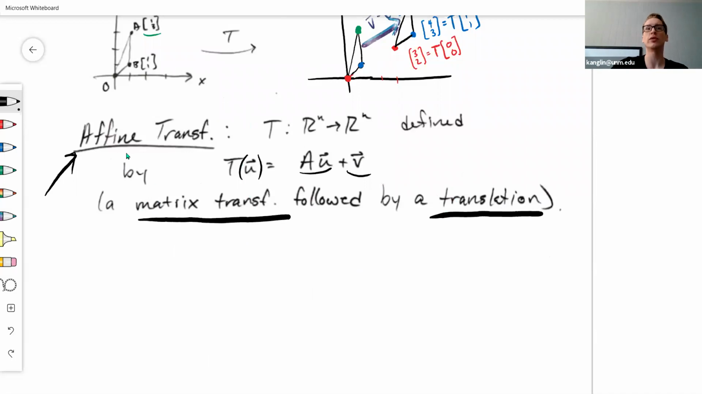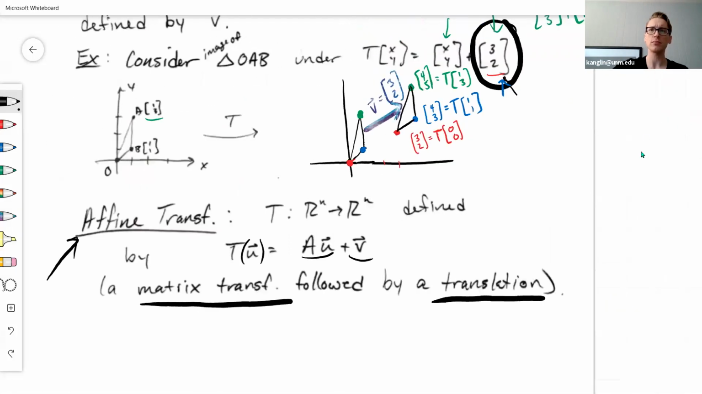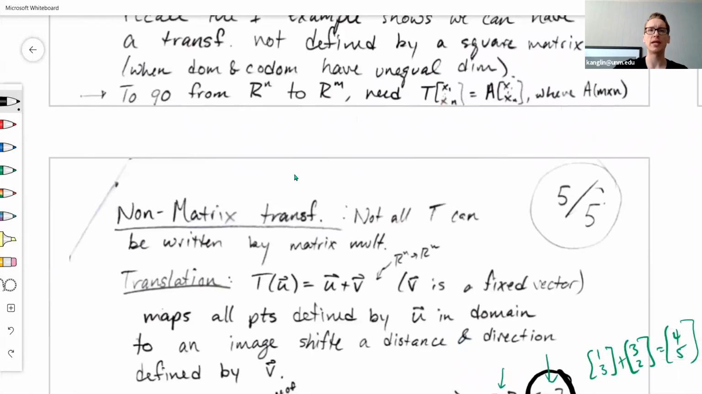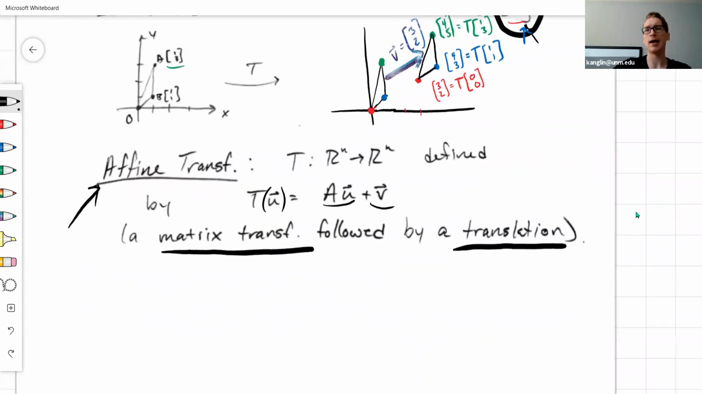There's many things you can do with an affine transformation, but yet again, there's no way to account for adding a fixed vector just by doing matrix multiplication. So this is not a matrix transformation. It's a matrix transformation followed by a translation, which cannot be written overall as a single multiplication by a matrix. All right, so these are some pretty simple examples of non-matrix transformations. There are many more, but here's a couple examples for you to play with. These ones are maybe still useful, but not matrix transformations.